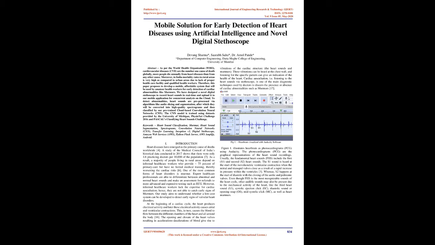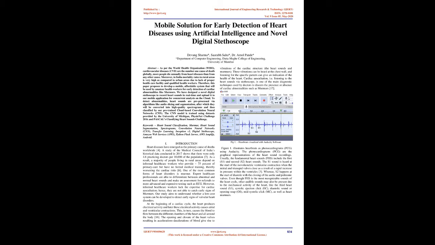Therefore, this paper proposes to develop a mobile, affordable system that will be used by amateur health workers for early detection of cardiac abnormalities like murmurs. We have designed a novel digital stethoscope to record heart sounds in real time and upload them to our mobile application for concurrent analysis on the cloud.